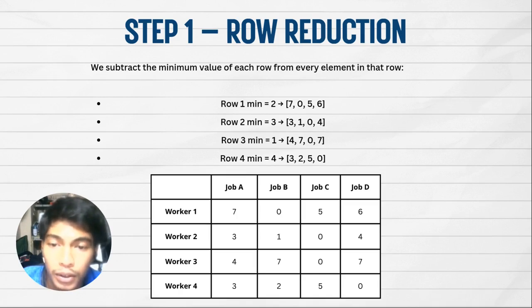Firstly, we subtract the minimum value of each row from every element in that row. We need to take the minimum value in each row, and then we subtract that value from the current value. So we can get the new values, as you can see in the table.